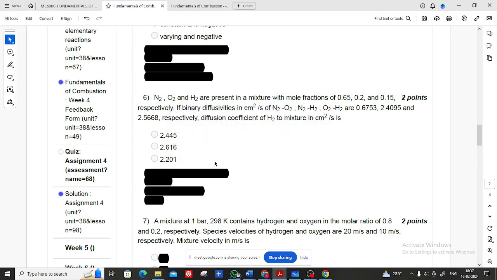Answer is 2.589 or 2.616. Closer to that. No. See, you check your calculation. Sorry, sir, the answer is not 2.616. It's getting the exact answer. No issue.